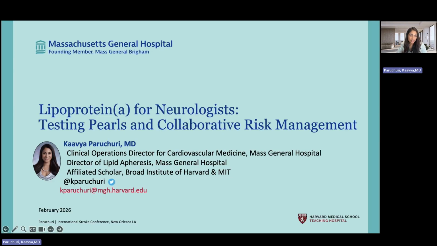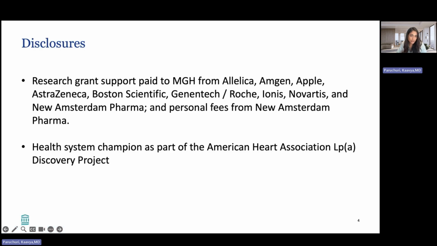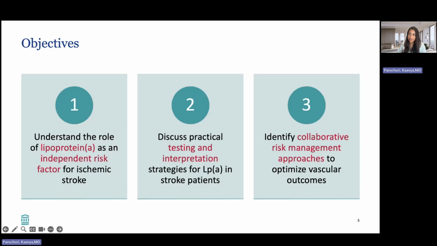My name is Kavya Parachuri, and I'm a lipidologist and preventive cardiologist at Massachusetts General Hospital in Boston, where I also serve as Clinical Operations Director for the Cardiovascular Medicine section and as the Medical Director of our Lipid Apheresis Unit. These are my disclosures, mostly related to grant funding paid to my institution for clinical trial work. I also participated as the MGB Health System Champion in the AHA's LPA Discovery Project.